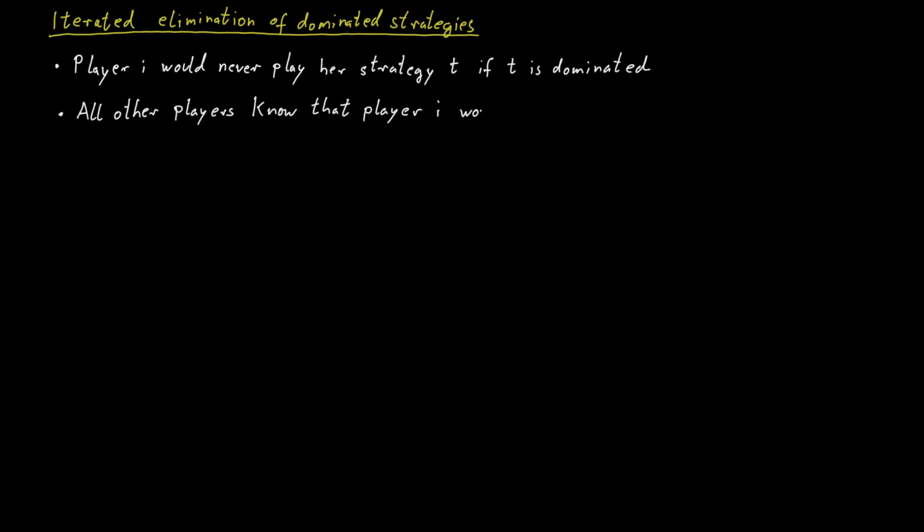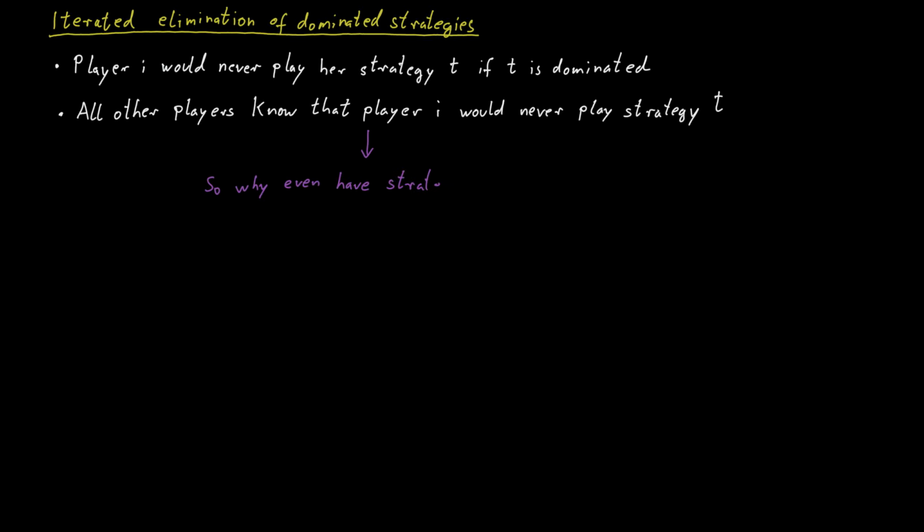Strategy dominance can be a very useful idea in game theory, and we can push this idea even a bit further. If a strategy T is dominated for player I, the strategy is basically useless to player I. But here's the thing, all the other players know this as well. So player I would never play strategy T if strategy T is dominated, and all the other players know that player I would never play strategy T.